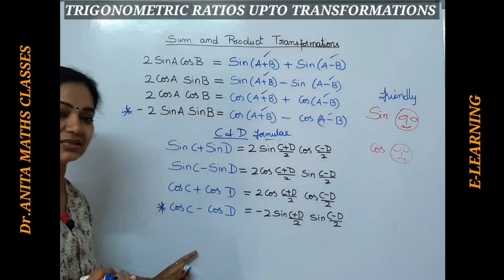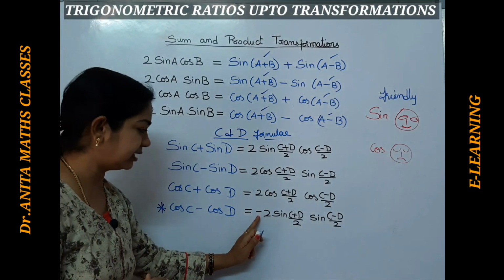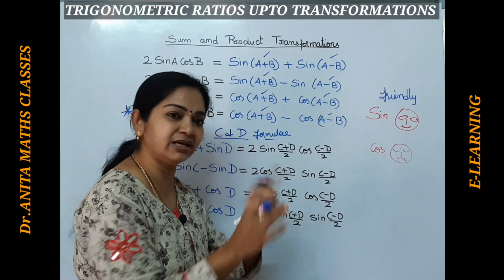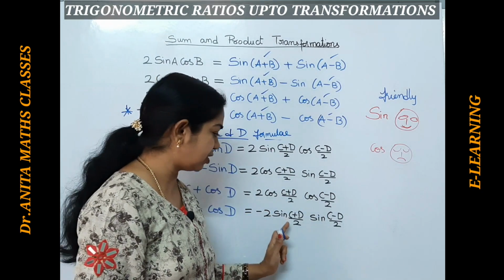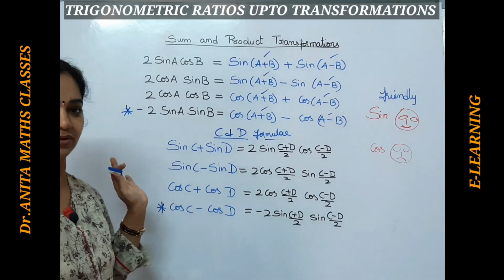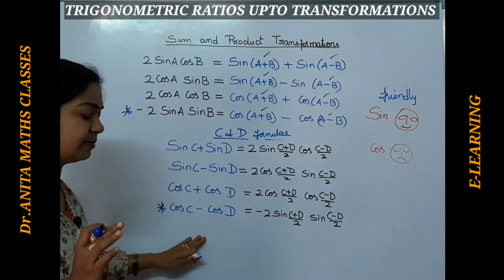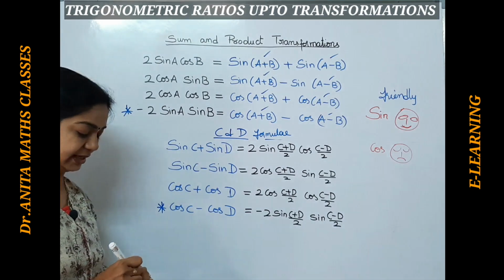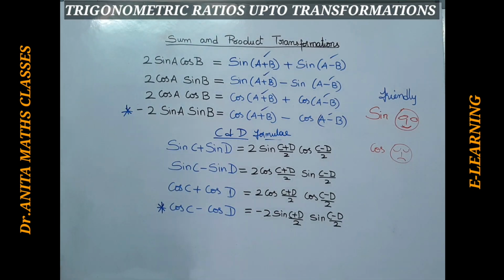But when cos is minus here, we are taking minus. Okay, sine will not mingle with cos. Sine and cos are not mingled because they are not friendly. That you remember. All these formulas are very, very important to solve the problems. Now we will quickly see a few problems based on this transformation.